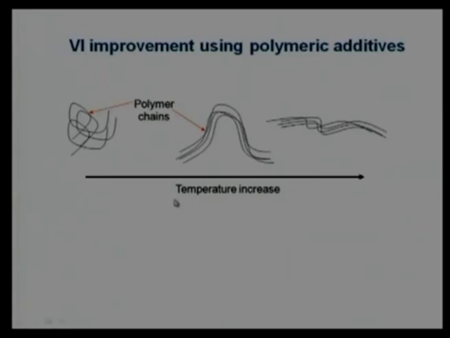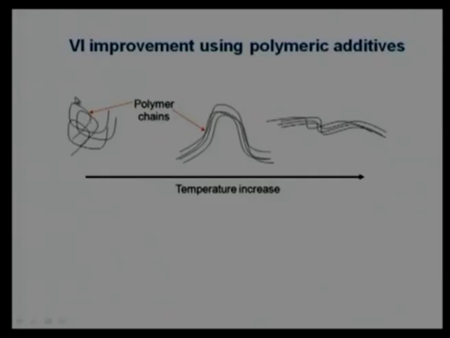As temperature increases, they change their form. Instead of a complete coil, they open up, and with further increase in temperature, they turn out to be fibers. And we have learned that in a semi-solid, this kind of fiber gives more resistance to the flow. They increase viscosity. So, this is how the polymers work.